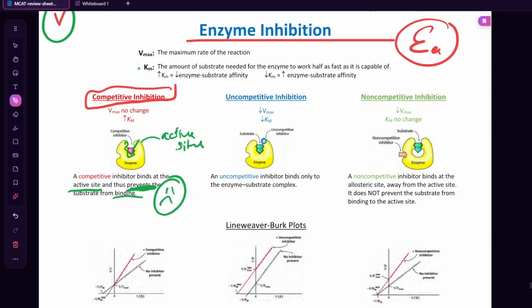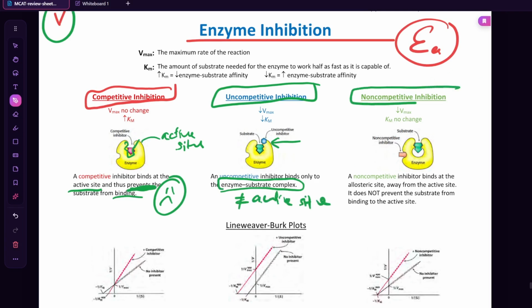All right, and then an uncompetitive inhibition is when the Vmax is lowered, so the maximum rate of reaction goes down. Now, the Km is also lowered because it's an uncompetitive inhibitor, so it's not competing directly for that active site spot. The substrate is still able to bind, but the uncompetitive inhibitor only binds to what we call the ES complex, this enzyme substrate complex, not the active site.